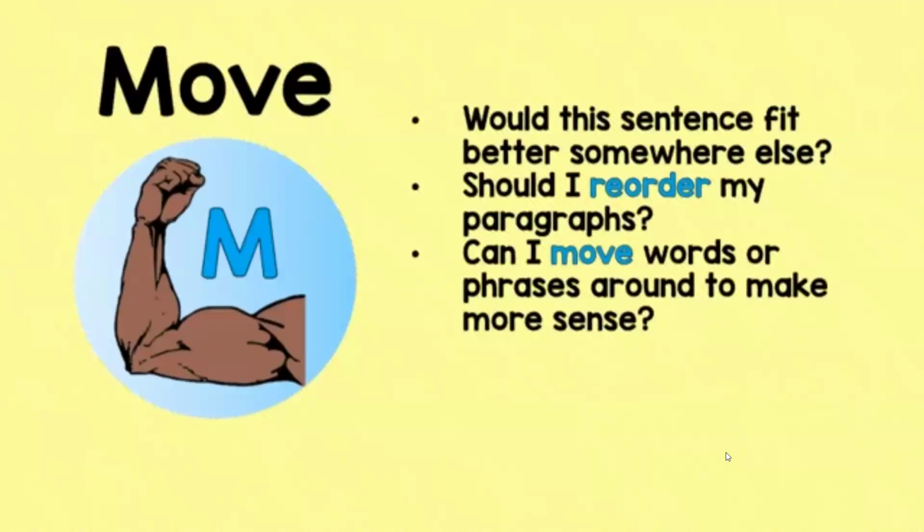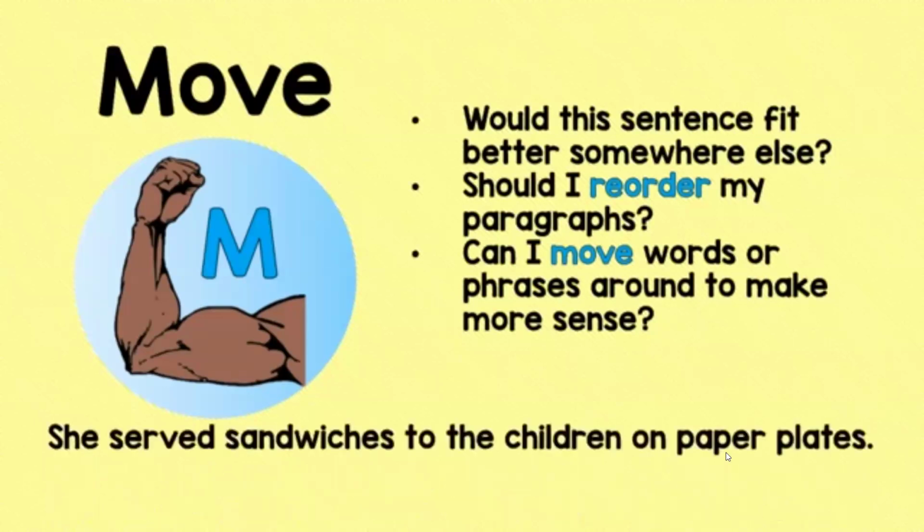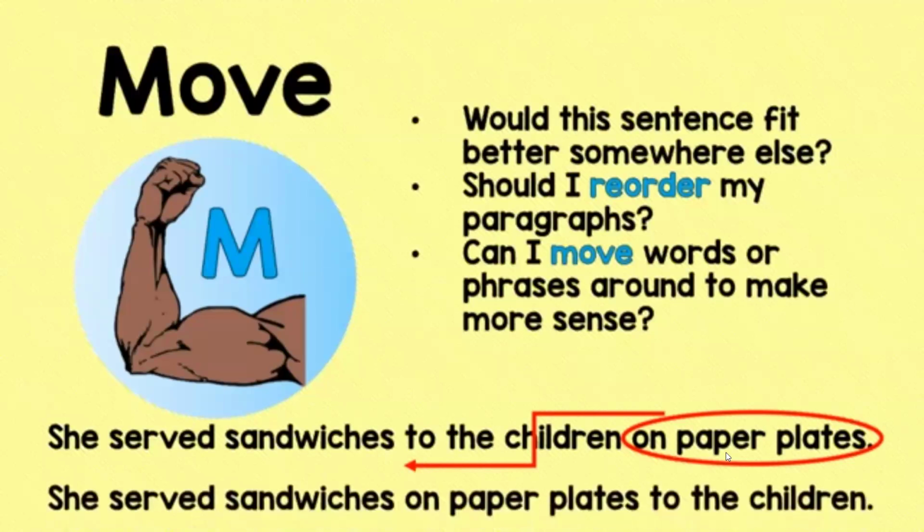Let's look at this example sentence. She served sandwiches to the children on paper plates. Here we have a misplaced modifier. On paper plates, that needs to be moved next to the word it modifies, sandwiches. After moving the modifier phrase, the sentence now reads, she served sandwiches on paper plates to the children. Now the sentence makes more sense.